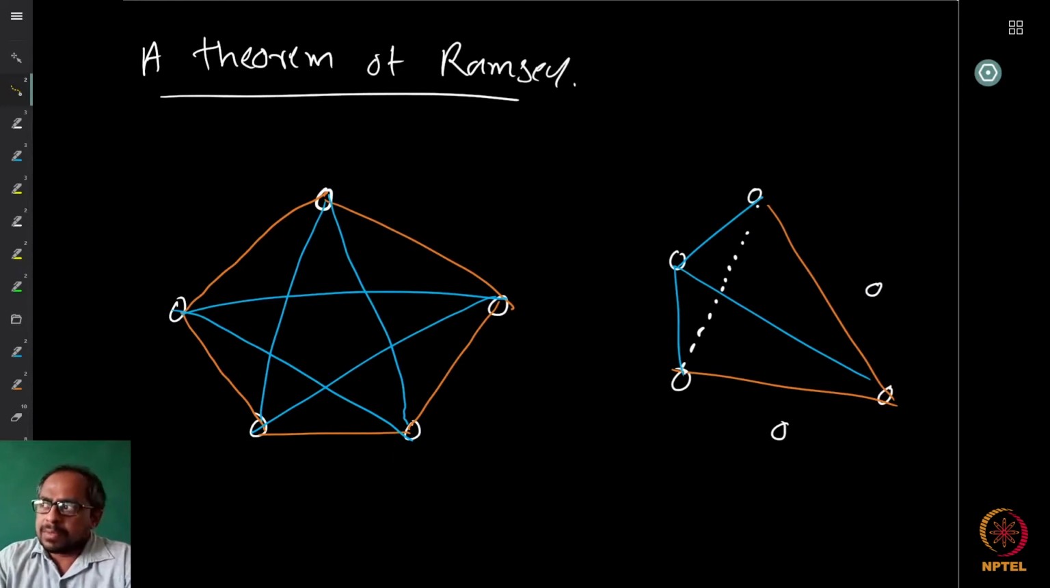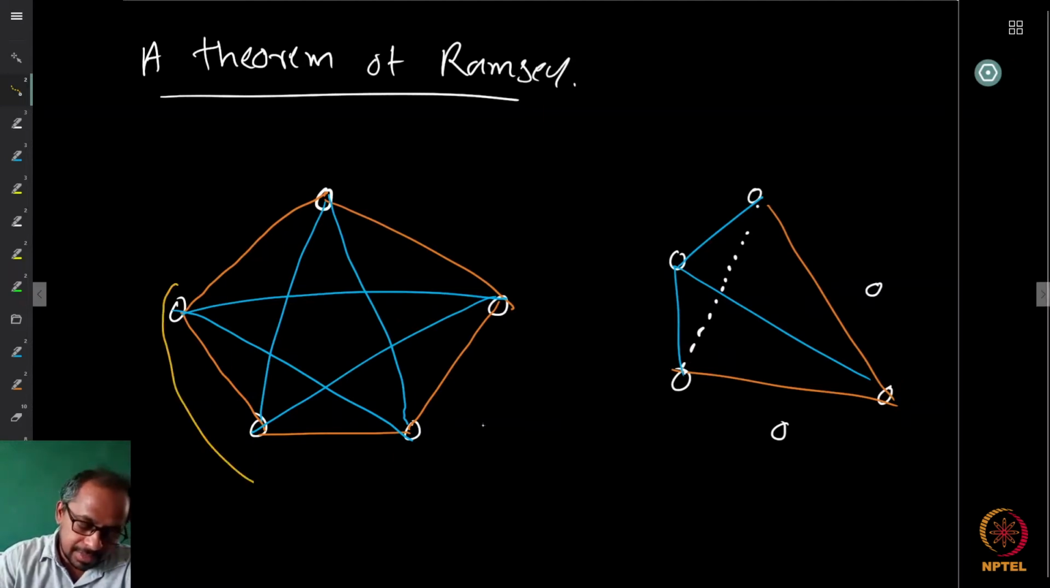Now, suppose instead of six, we had only five. We used the fact that we had at least six vertices to apply the pigeonhole principle. But that doesn't necessarily mean that smaller graphs cannot have such a property. Let us now show that if you have only five vertices in the graph, then we need not have this property. So I'm going to give a five vertex graph.